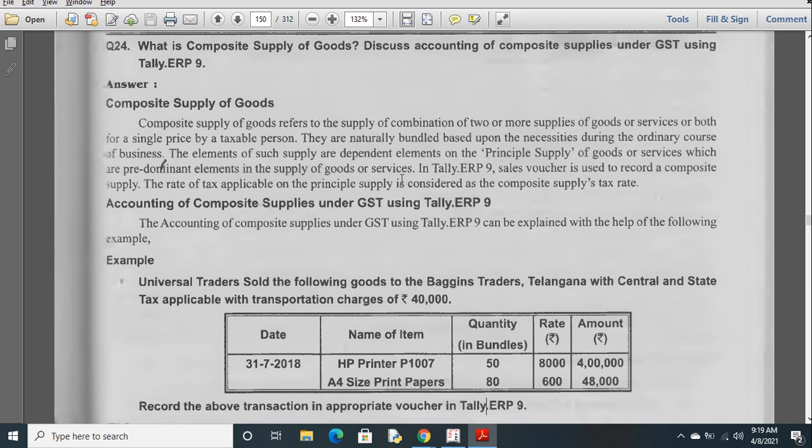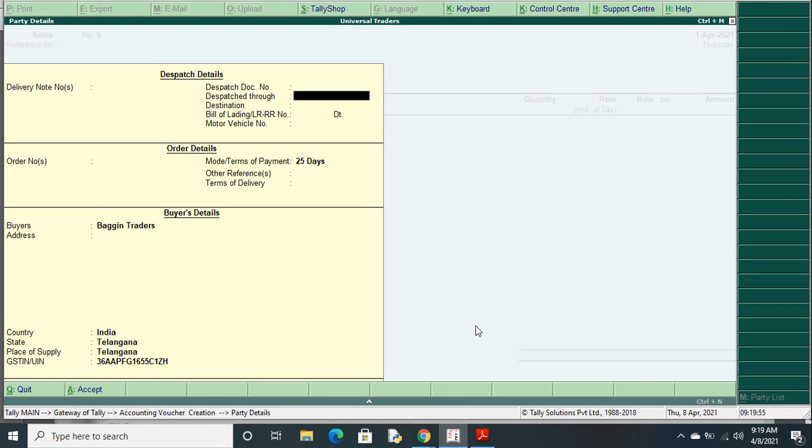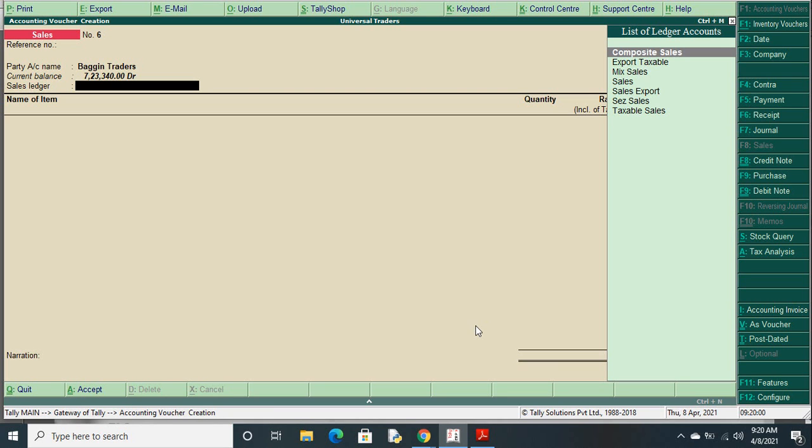So every time we have created different sales ledgers. Why? Because to differentiate the transactions, one is composite sale, one is exempted sale, or like that. So here we have created different types of sales ledgers. Have you observed? Composite sales, export, mixed sales, sales export, sales, taxable sales. So all these are different types of sales. To differentiate the sales or to know the separate reports, I have created separate ledgers.